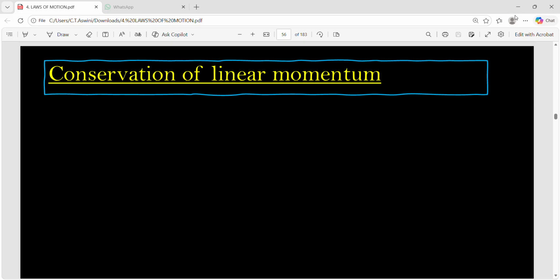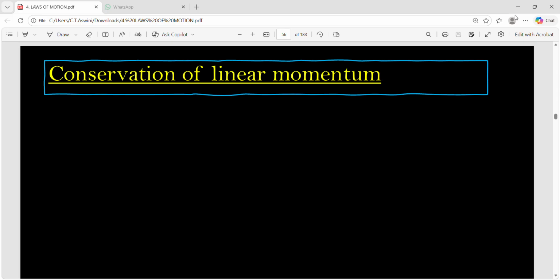In today's session, we are going to discuss one of the most important and frequently asked concepts in physics, as you can see on the board, conservation of linear momentum. This principle is not just theoretical, it also plays a crucial role in understanding real life phenomena like collisions, recoil of a gun, and motion of the connected bodies.